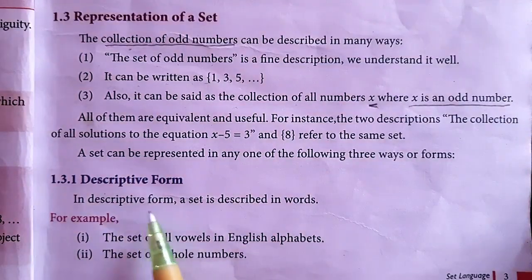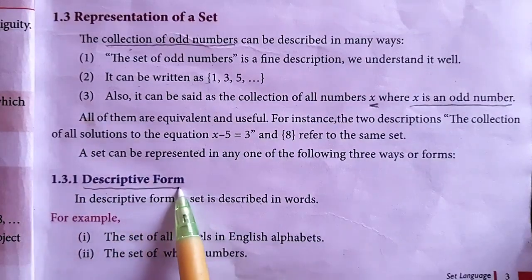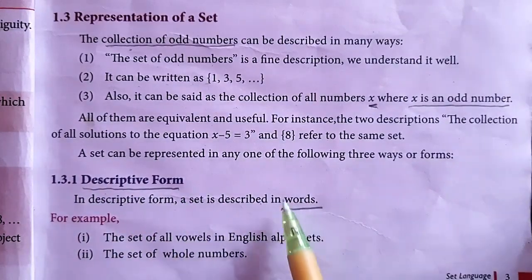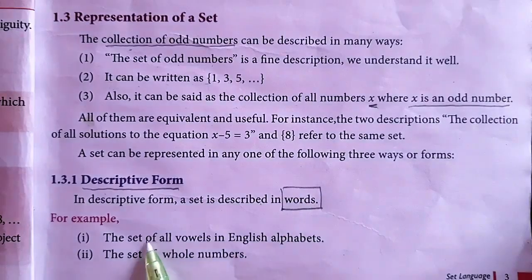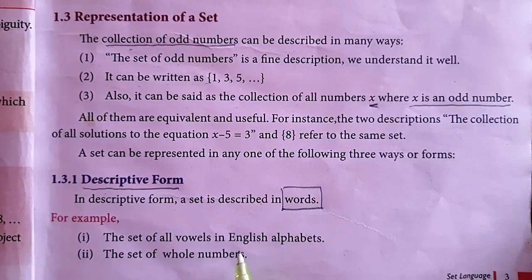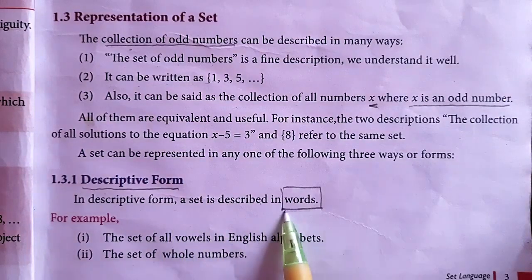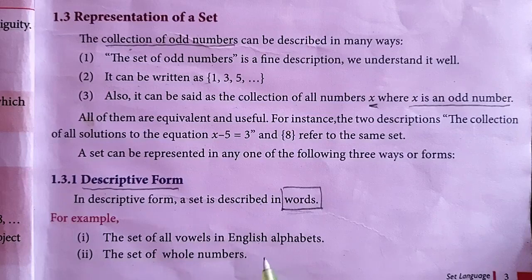See, in descriptive form, a set is described in words. So you have to remember that descriptive form should be in words. Okay, how can we express the set of all vowels in the English alphabet? See, it is in words. It is not in symbols. Also, they didn't give A, E, I, O, U or letters. Simply they said in words, the set of all vowels in the English alphabet. Also, the set of all whole numbers. So these are descriptive forms. Don't forget, descriptive form means in words. There won't be any other symbols or numbers.